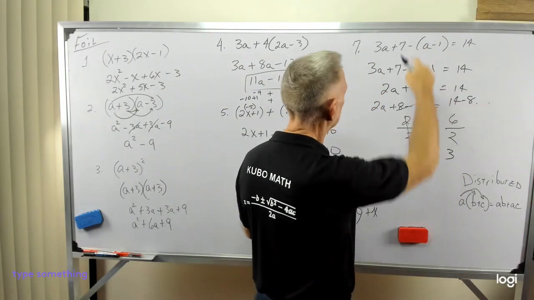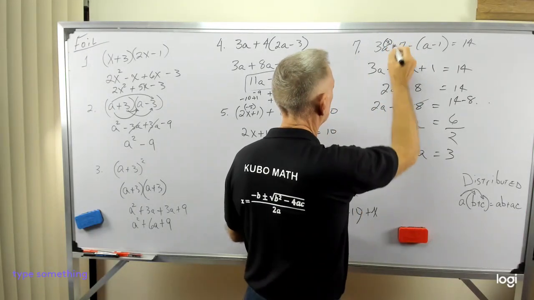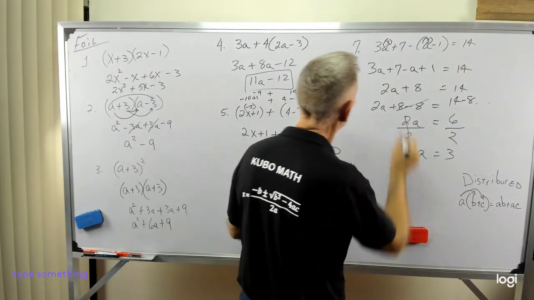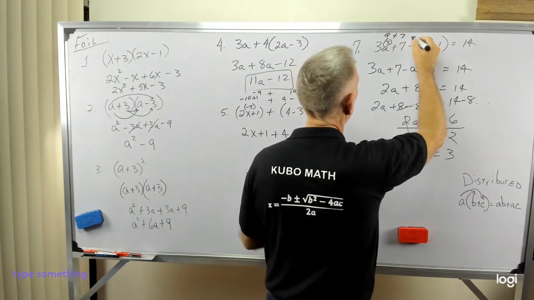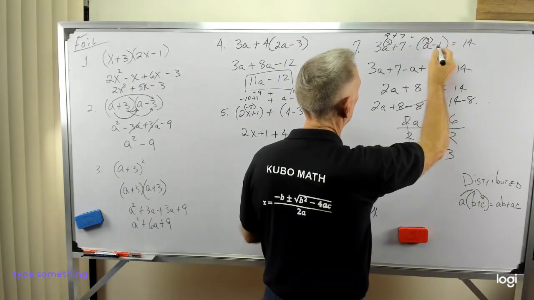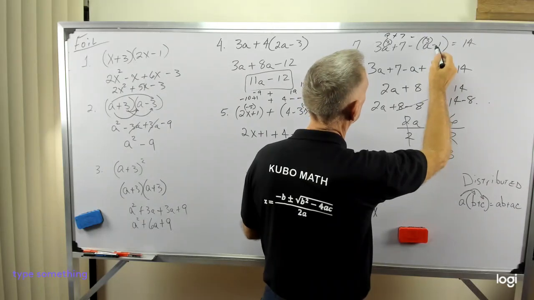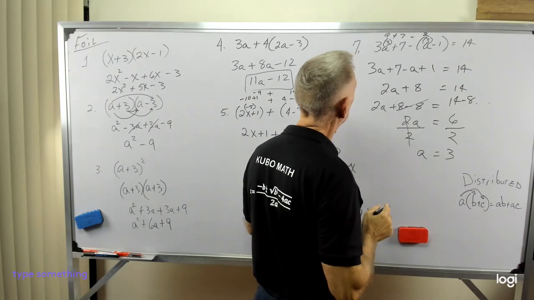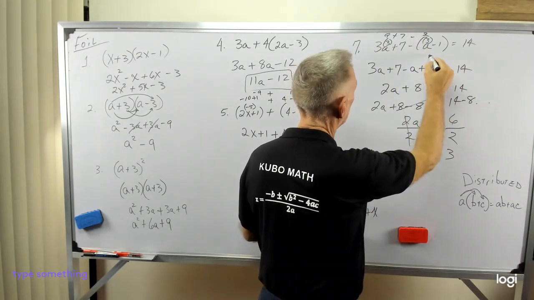So let's plug this back in to see if we're correct. 3 times 3, so everywhere there's an a, it's 3. 3 times 3 is 9. 9 plus 7 minus 3 minus 1 is 2. 3 minus 1 is 2, so minus 2 is what's inside that parentheses. So 9 plus 7 is 16. 16 minus 2 is 14.